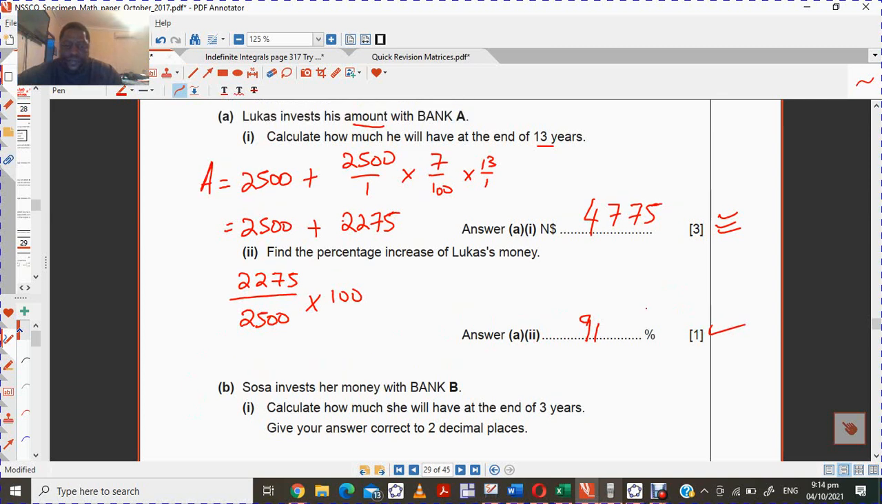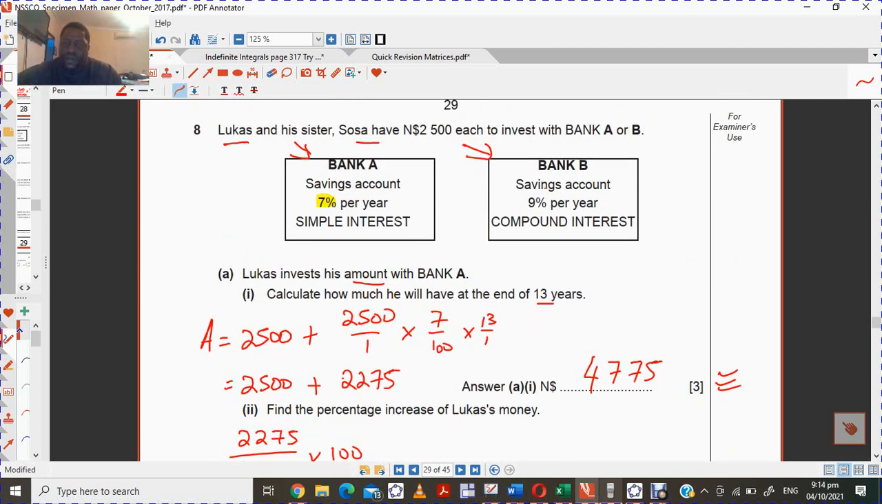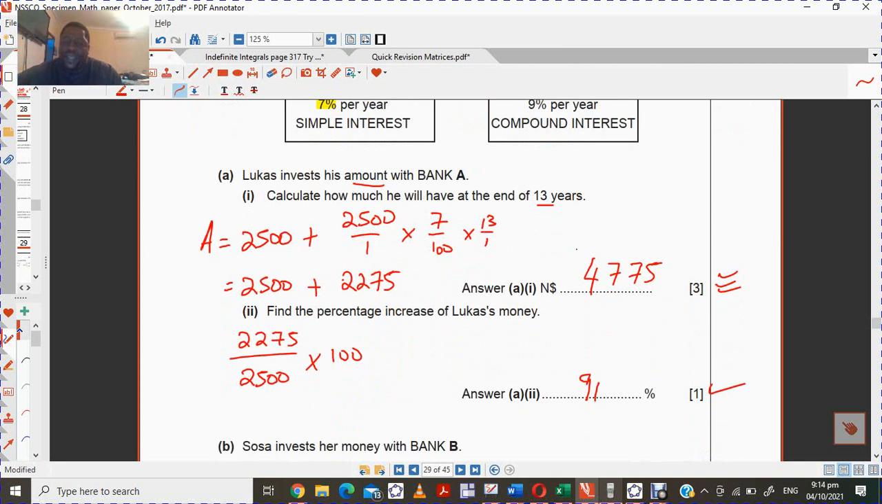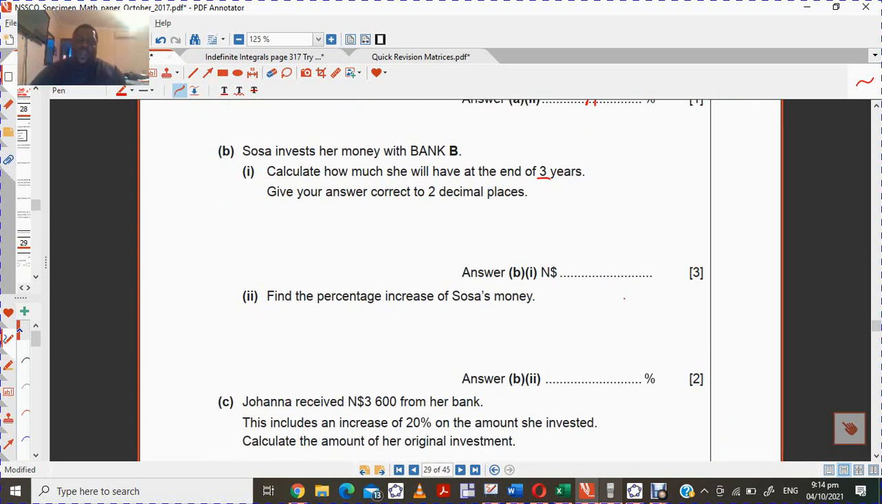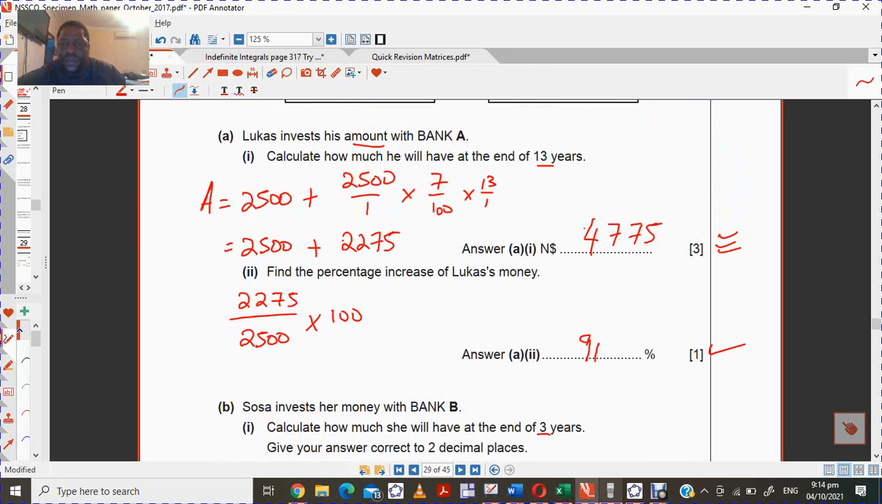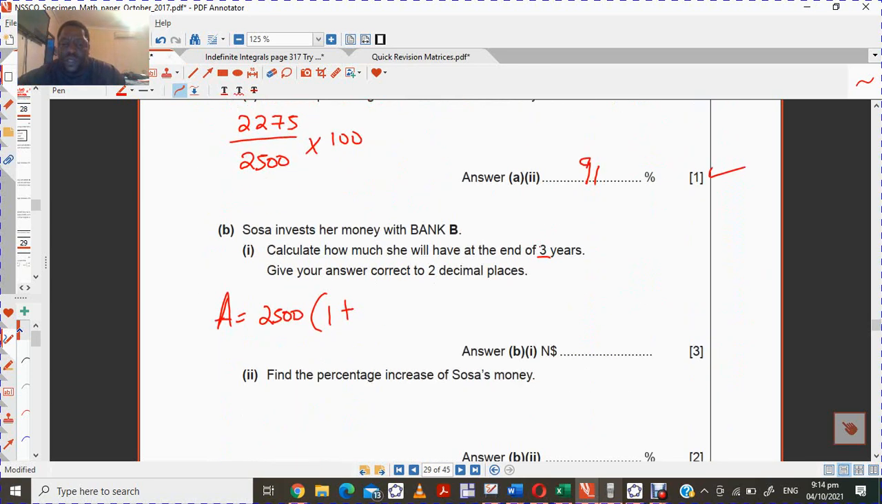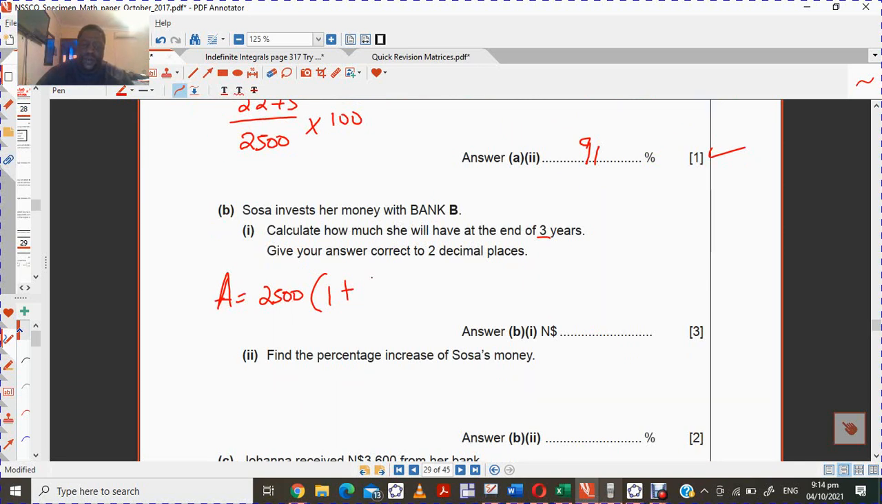So let's look at Sosa. Sosa invests her 2,500, and she's using compound interest at 9%. So you know the formula for compound interest. So you see they give you 3 years here because they will not give you something that is more than that. Okay, so calculate how much will she have. So the formula for compound interest gives you the amount directly. Okay, so 1 plus her rate is 9%, for 3 years, so 9 upon 100, raised to the power of 3.